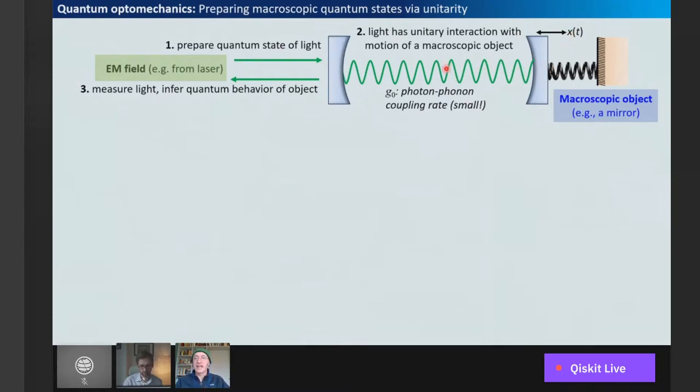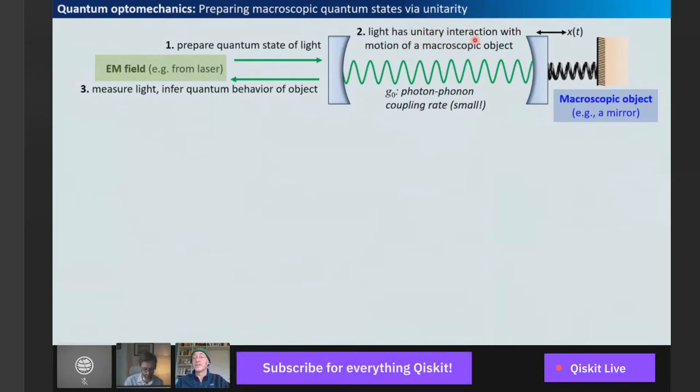And the key point is if the light interacts unitarily with this object's motion, they will become entangled with each other. Almost always we have to use a cavity to enhance the strength of this interaction, but that's a technicality. And in optomechanics, usually we're interested in the fact that a pretty good way of getting a unitary interaction between the position of a microgram or kilogram scale object and a photon is through radiation pressure. That's just an interaction that, although it's very weak, immediately satisfies this condition and will result in entanglement between the electromagnetic degree of freedom and the motional degree of freedom.